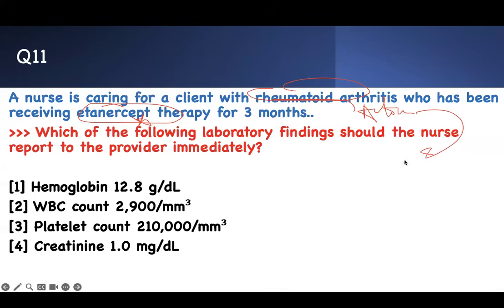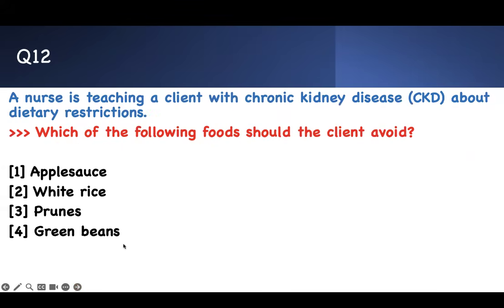Which findings should the nurse report? Hemoglobin, it does not affect your immune system. White blood cell count, 2,900. That's bad. Platelets, 210,000 is normal. Creatinine, 1 is normal. Therefore, number 2 is what? Your right answer. You may have seen that it's low, but I just showed you how you can figure it out just by using content: this is an inflammatory problem. You lower your immune system, and therefore, number 2 is your right answer.